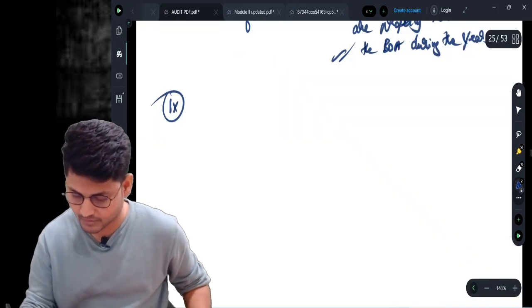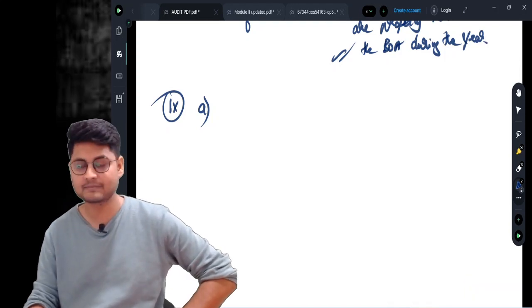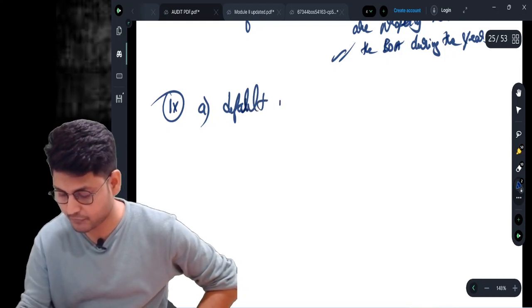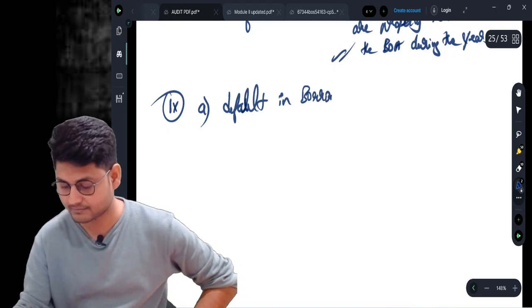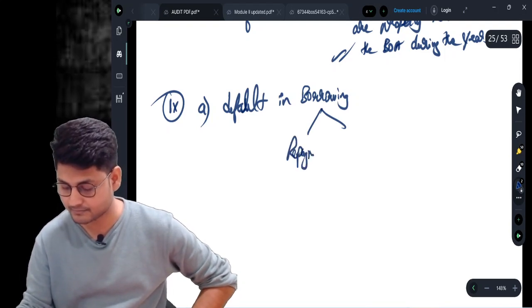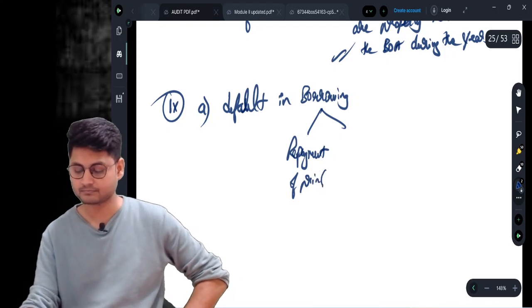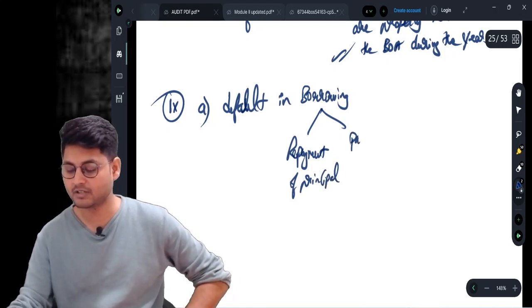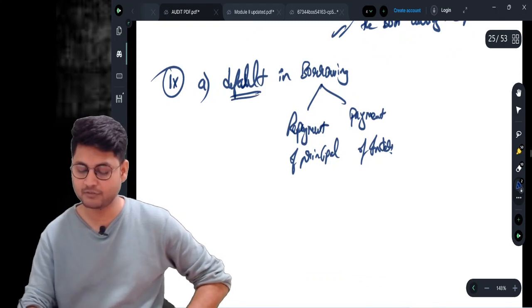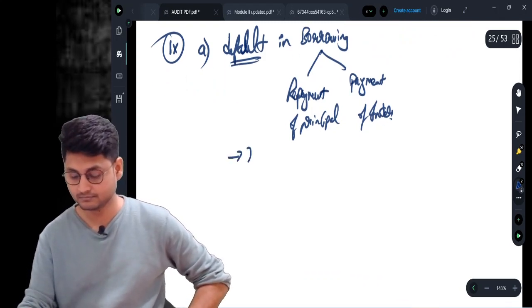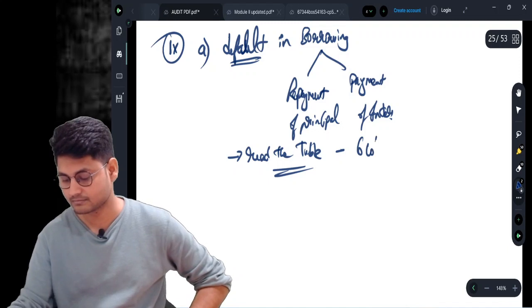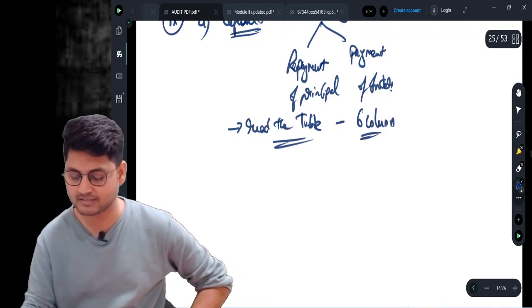Done. Subclause A, when it is applicable: when there is default in borrowings, in repayment of principal, and we call it payment only, not repayment, payment of interest. If there is any default, then give the table containing 6 columns, and those columns I am not going to give now. This is subclause number A.